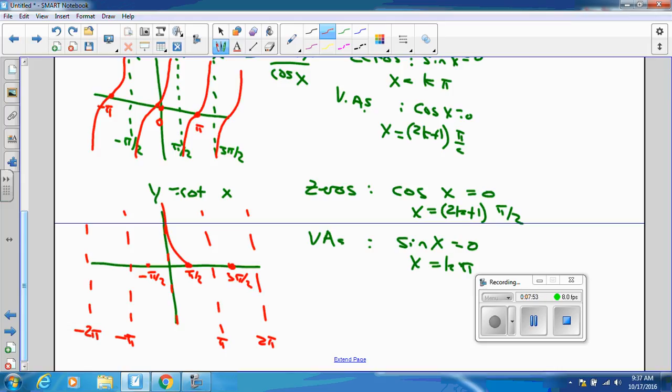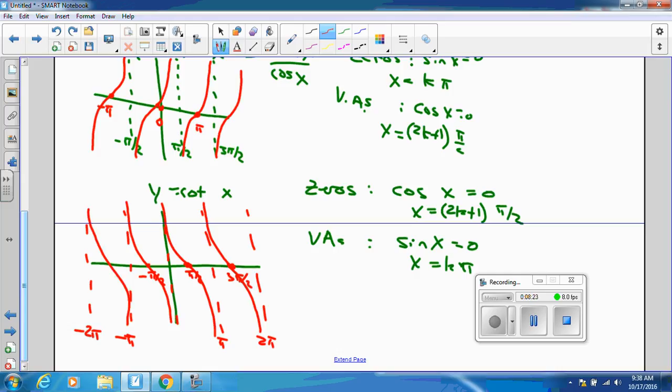In the first quadrant, sine and cosine are both positive, so my graph must come from positive infinity. In the second quadrant, sine positive, cosine negative, so the graph must go down to negative infinity. In the third quadrant, sine and cosine both negative, so the graph must come down from positive infinity. In the fourth quadrant, cosine positive but sine negative, so the graph must go down to negative infinity, etc.